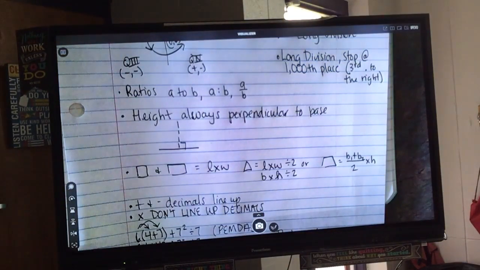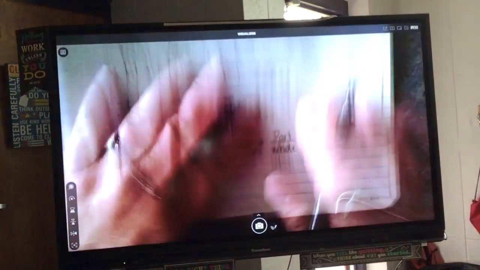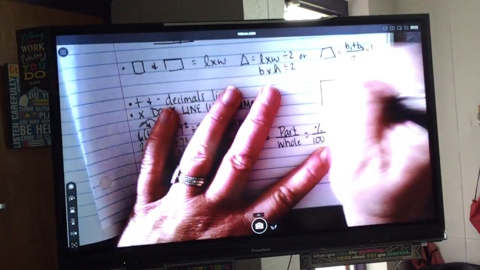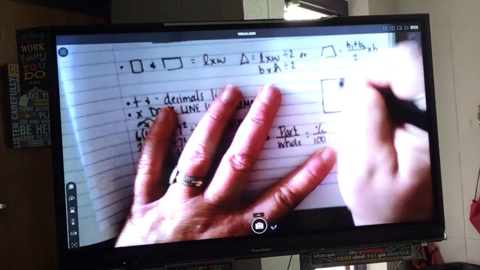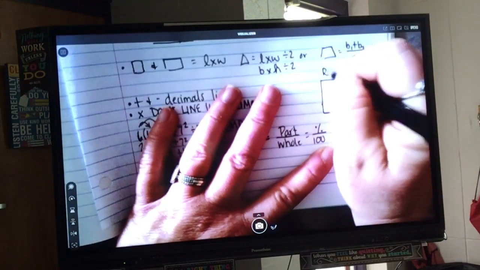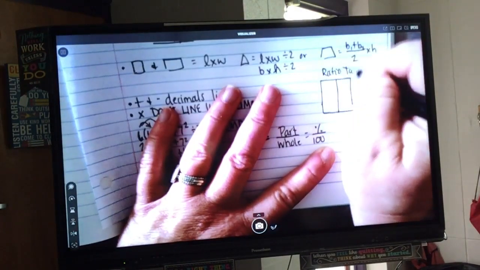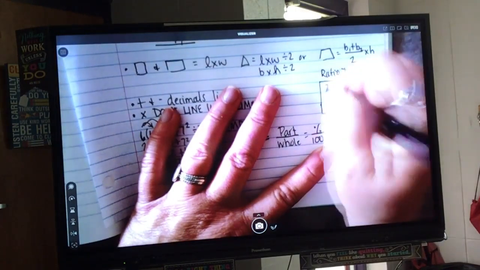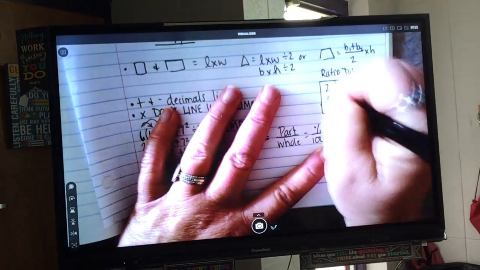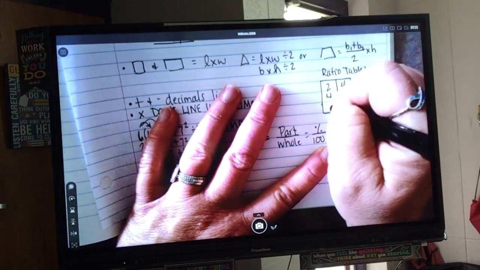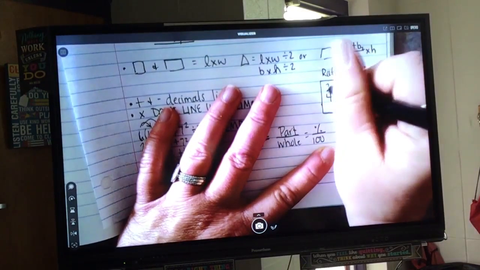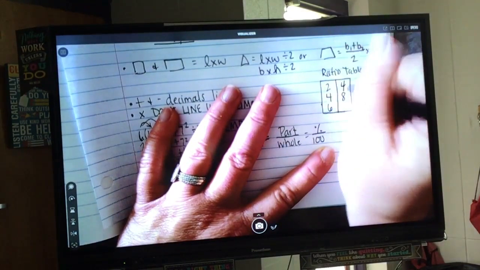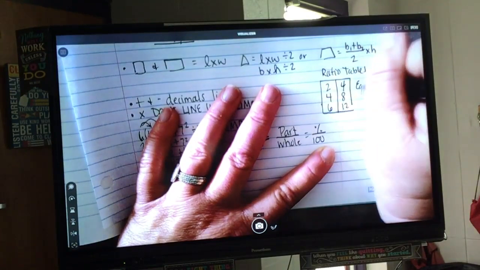All right, Delilah, last one. Ratio table. And ratio tables are used for what? Divide by ratios. No, what kind of ratios? Equivalent ratios.